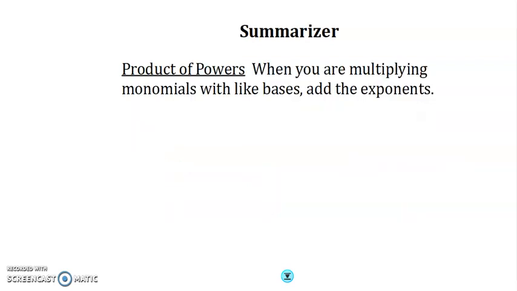So to summarize all of this, when we have the product of powers, that says when you are multiplying, again the key here being multiplying monomials with like bases, the bases have to be the same. We are going to add the exponents, so don't forget that.